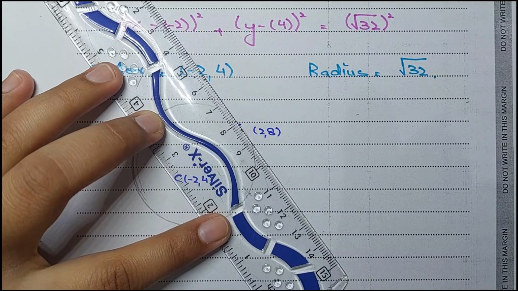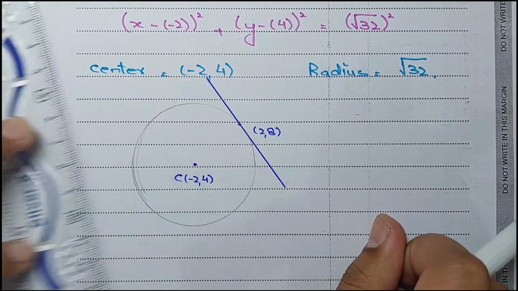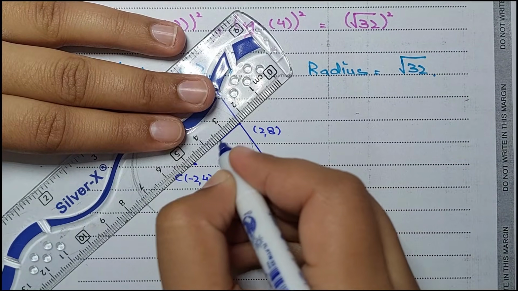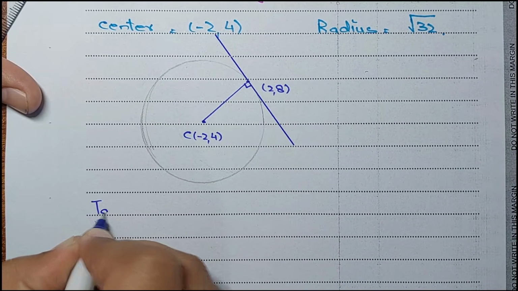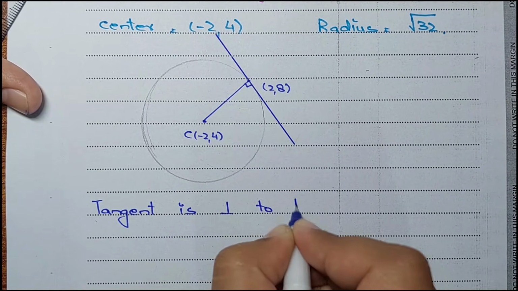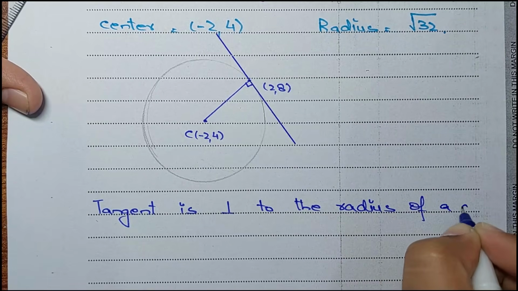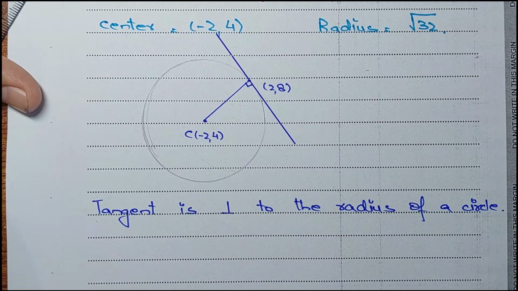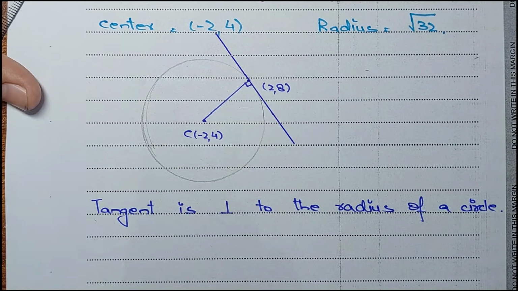As we know, a tangent touches the circle at one point. So this is the equation of the tangent we need to figure out. We know that the tangent is always perpendicular to the radius of a circle. This is the radius of the circle. The tangent is perpendicular to the radius of a circle. Since the tangent is perpendicular to the radius, it means the gradient of the radius is the negative reciprocal of the gradient of the tangent.